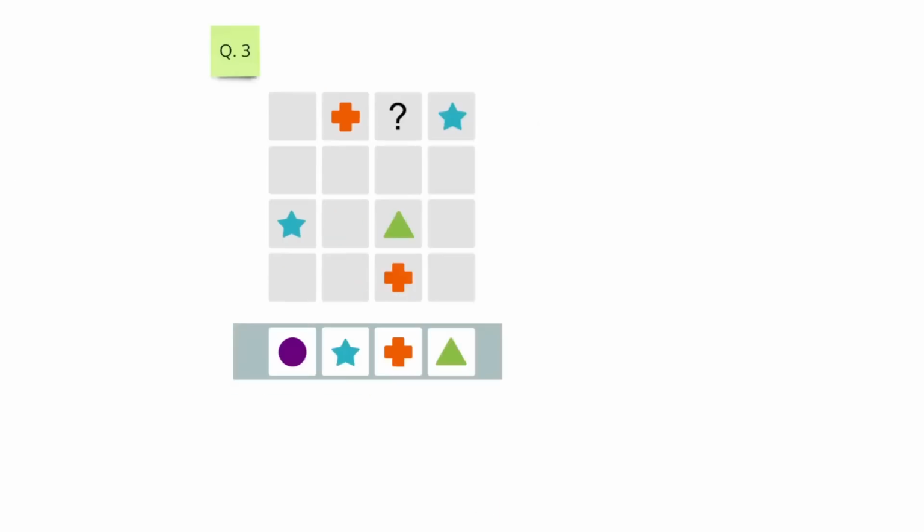Let's look at this question. In this question, we have question mark in the first place, that is in the first row. Now we have to find what sign can replace question mark here. While solving, we have to understand that in one row, one sign can come only once, and in one column, one sign can come only once.